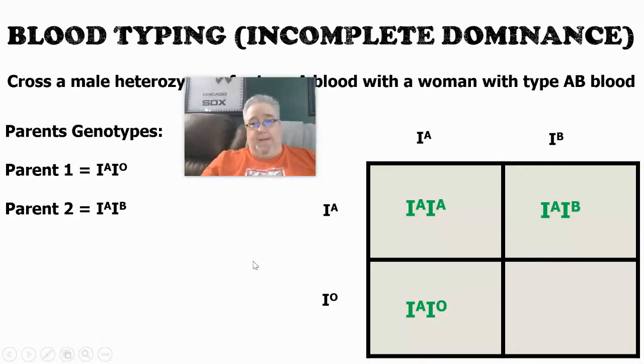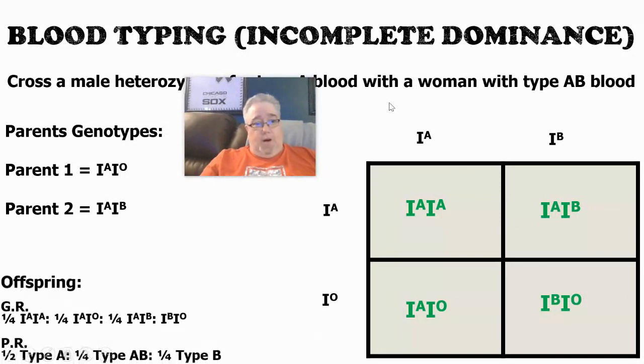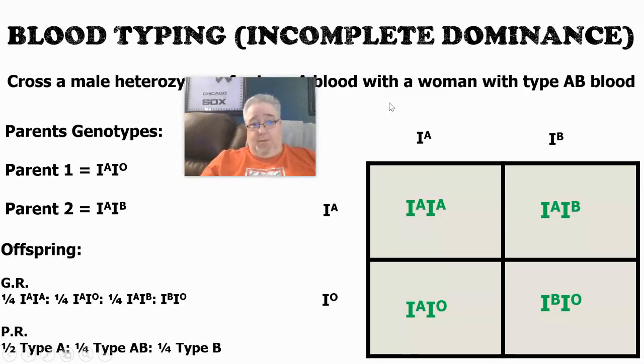Okay. So if you look at the offspring here, this would be a baby who's type A. This one here would also be a baby who's type A, but this one is heterozygous and this one's homozygous. This would be an AB baby, type AB, and this would be a BO. So if we're going to do our genotypic ratio, 1/4 IAIA, 1/4 IAIO, 1/4 IAIB, and 1/4 IBIO.